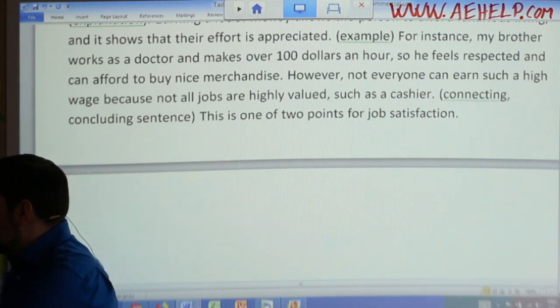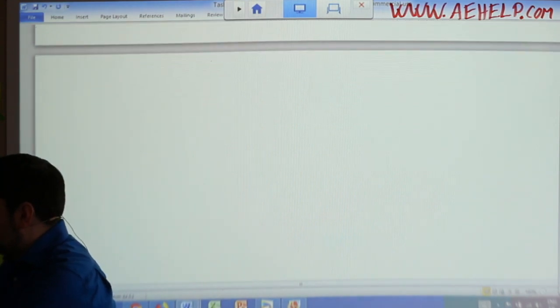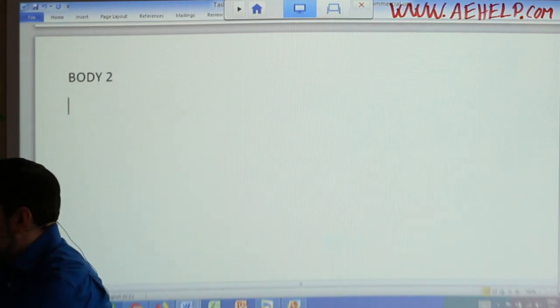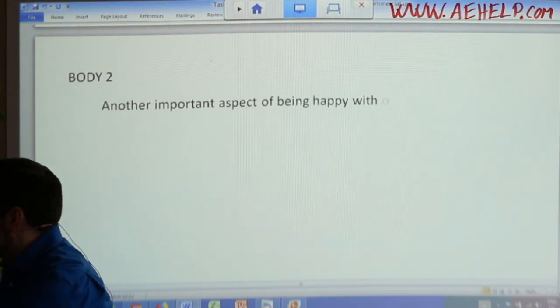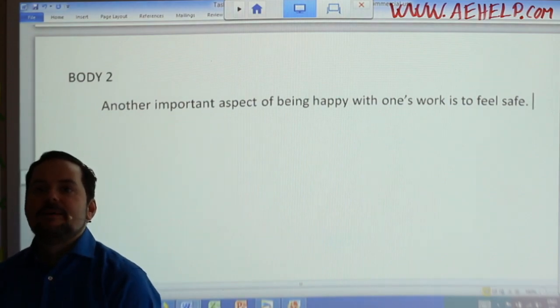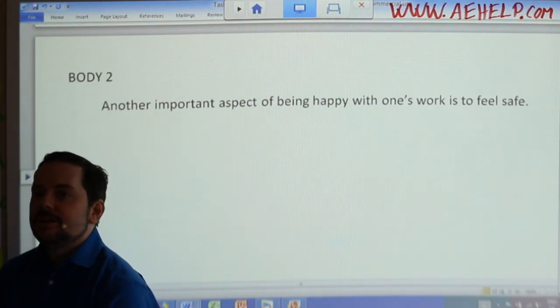All right, so body paragraph 2 is about safety. And I'm going to be moving a little bit more quickly here. Topic sentence. So another important aspect of being happy with one's work is to feel safe. Okay? Another important aspect of being happy with one's work is to feel safe.